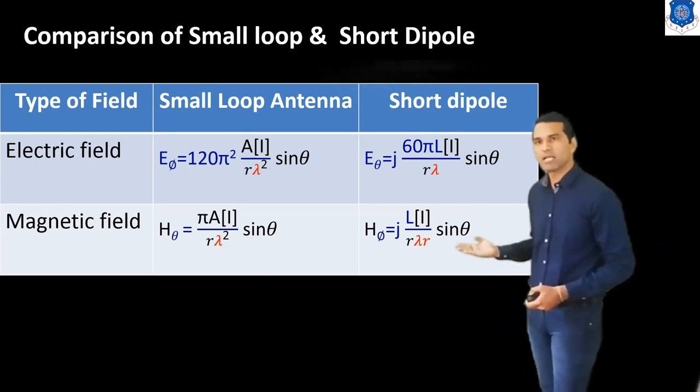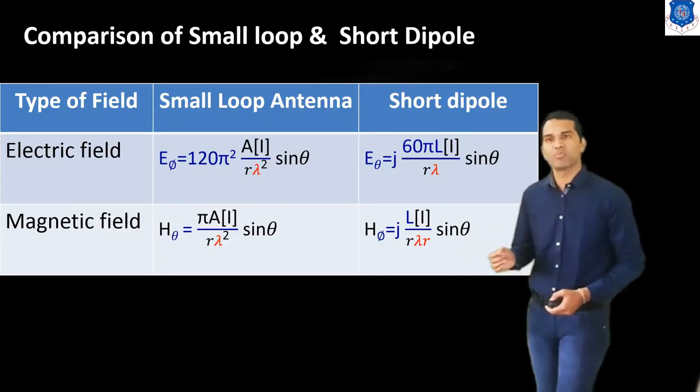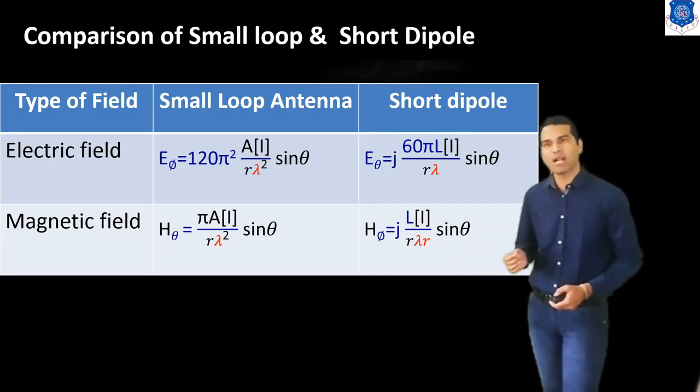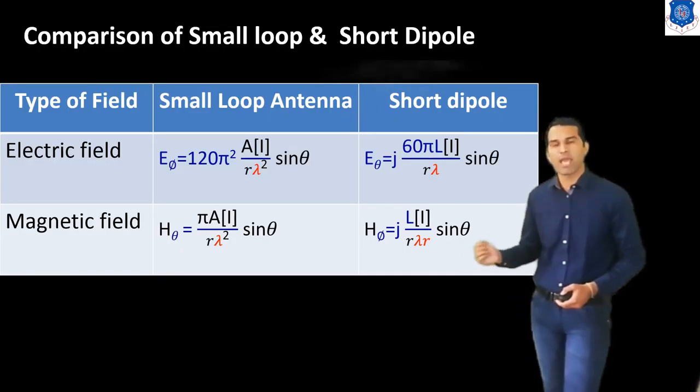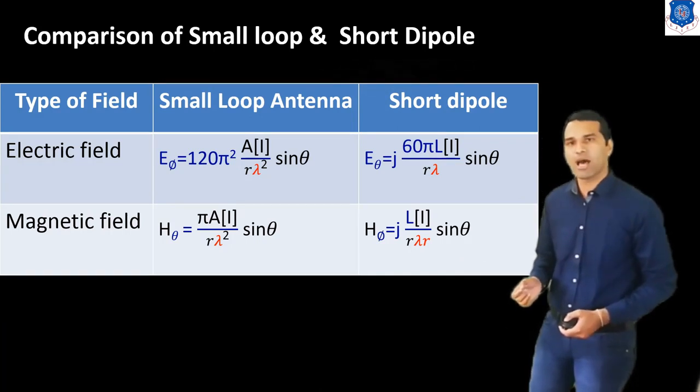Likewise for the magnetic component: for the small loop antenna the magnetic field is H theta equals pi A I upon r lambda squared into sin theta, and for the short dipole H phi equals j L I sin theta upon 2 lambda r.